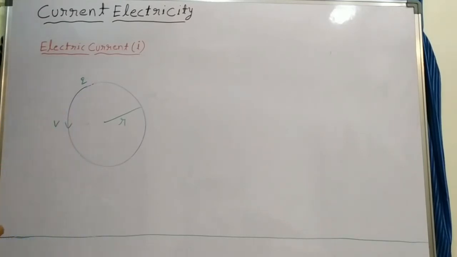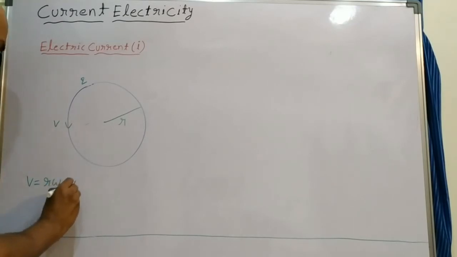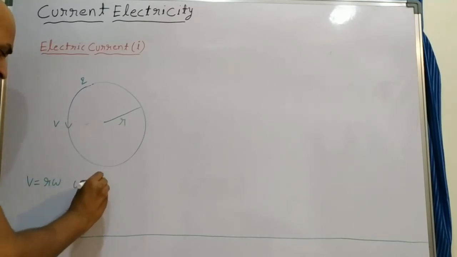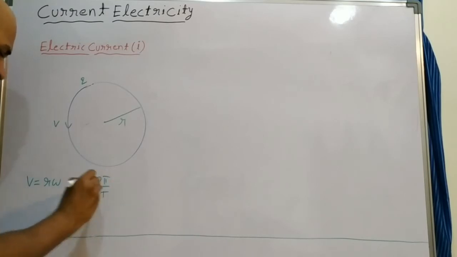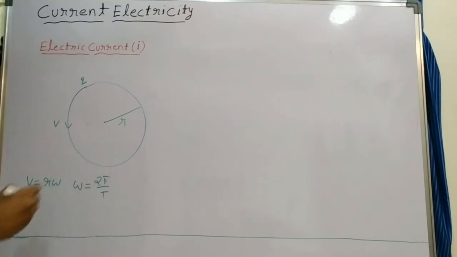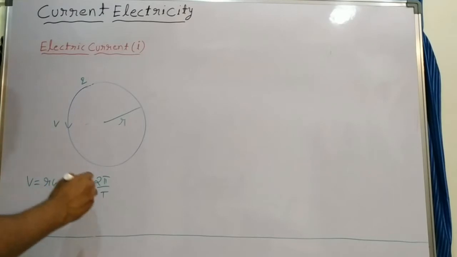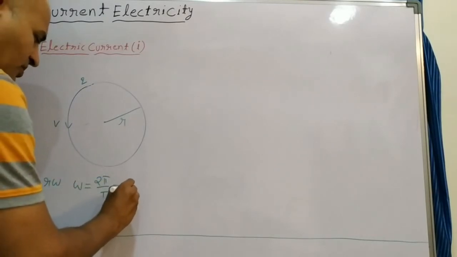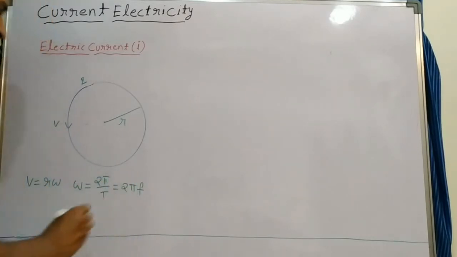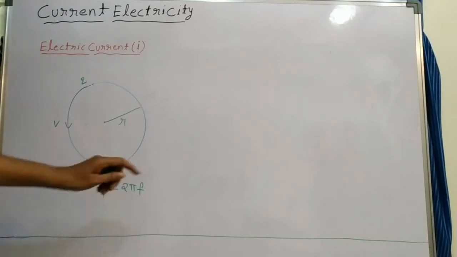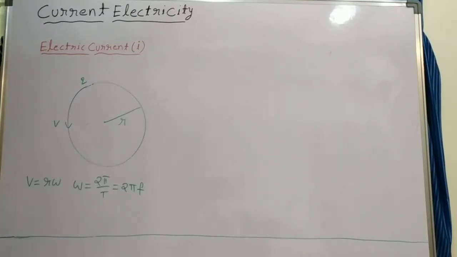And we have different relations. What is v? v is linear velocity, which is equal to r omega. Omega is angular velocity. And the other relation of omega: omega is equal to 2 pi by T. T is time period, the time taken for one rotation. Or otherwise you can write 2 pi into f. f is the frequency. 1 by time period you can write as frequency.